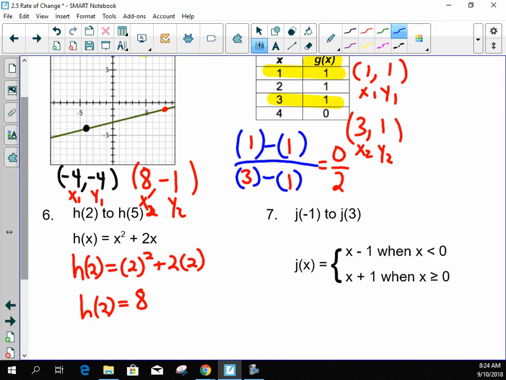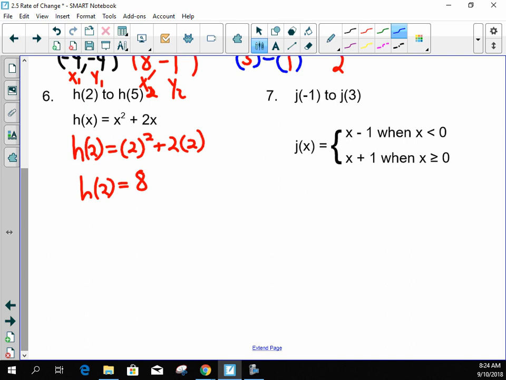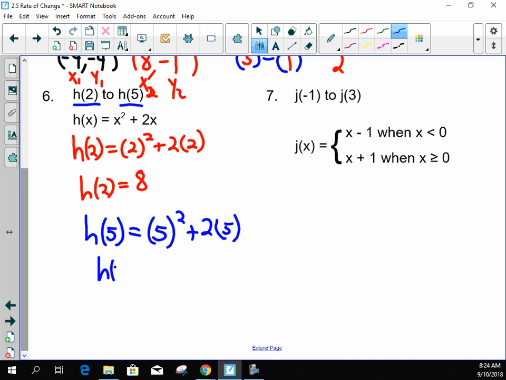What the heck just happened? I found my h of 2. Now do I need to find my h of 5? So now I'm going to find my h of 5. h of 5 equals 5 squared plus 2 times 5. h of 5, 25 plus 10 equals 35.